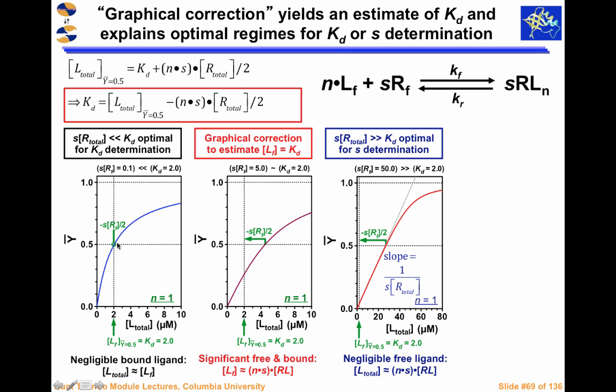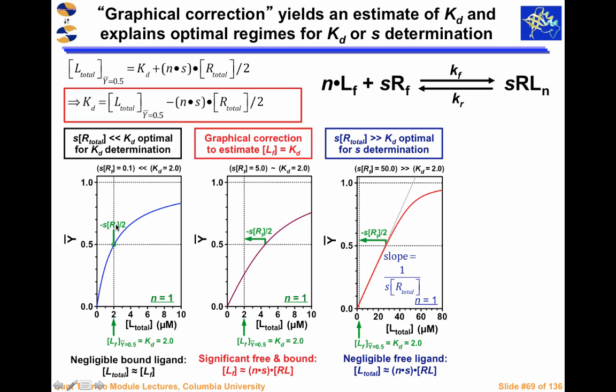On the other hand, in this circumstance, where we have a tiny amount of receptor, the graphical correction is tiny. In the same way that the graphical correction there tells you that almost everything is bound and very little is free, the graphical correction here tells you that almost nothing is bound and almost everything is free. In this case, the graphical correction is insignificant. It doesn't really matter what n is, doesn't really matter what s is. If the receptor concentration is really, really small, n could be higher than 1, s could be higher than 1.